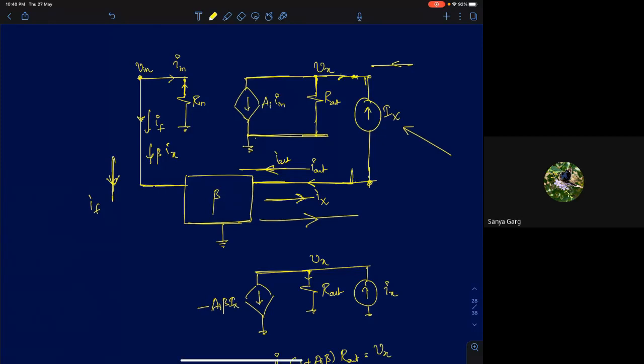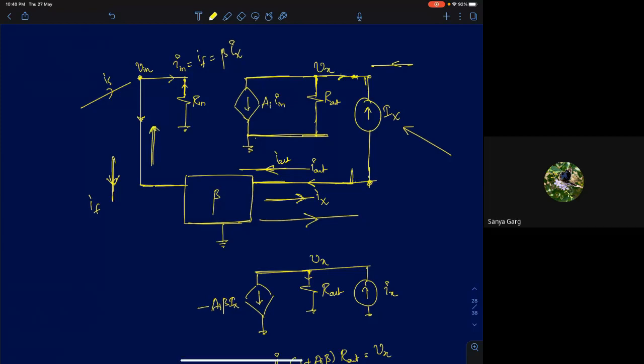So can I say In will exactly be equal to IF because there is no Is here, and that value of IF will be equal to beta times Ix. Now what will be the direction of the current flow here? Will it flow downward or into the feedback network or away from this? Will it flow in this direction? Away from beta, right? This is the direction, the arrow mark that I am showing here.